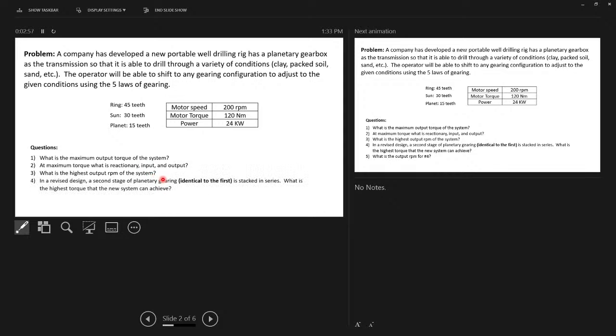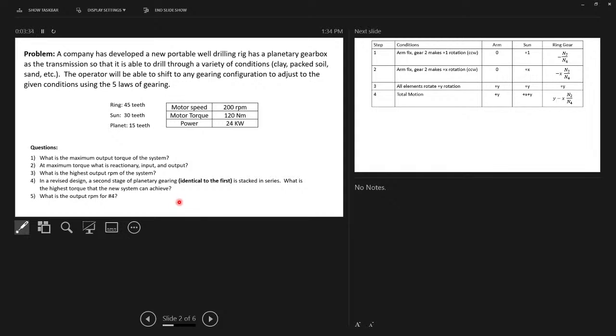Number 4 is a little odd. In a revised design, they're adding a second stage of planetary gearing. So it goes from a 1-stage to a 2-stage system. And this second stage is identical to the first, meaning the same ring, same sun, same orientation, same planet carrier. And they're stacked in series, so there's a collinear series of gears. So what is the highest torque value that the new system can achieve? And number 5, what is the highest RPM for that new system?